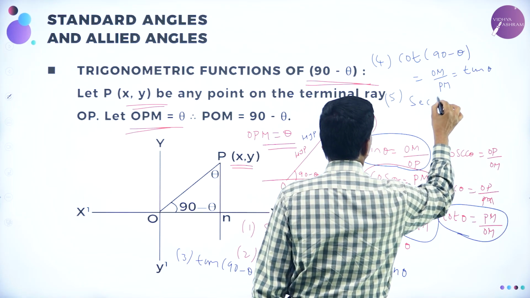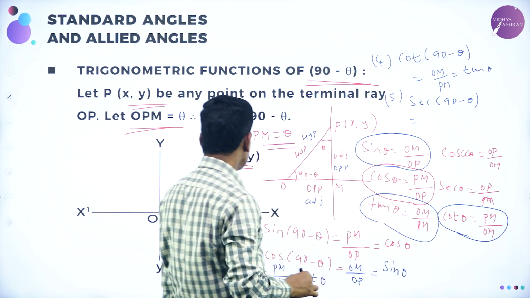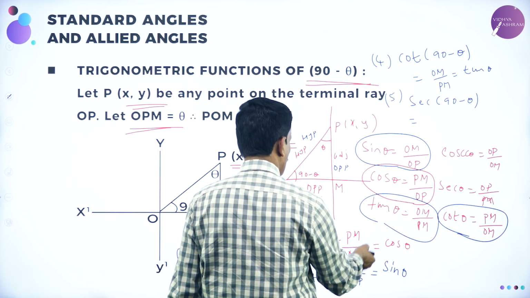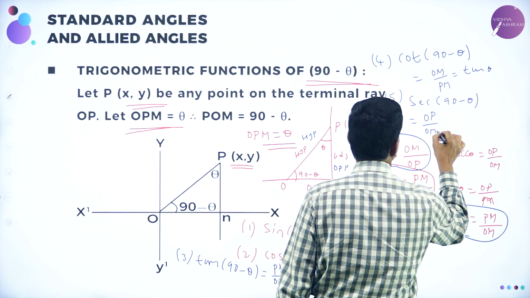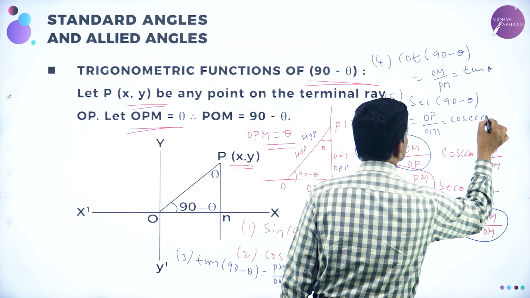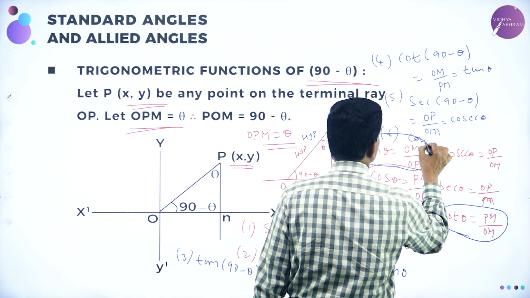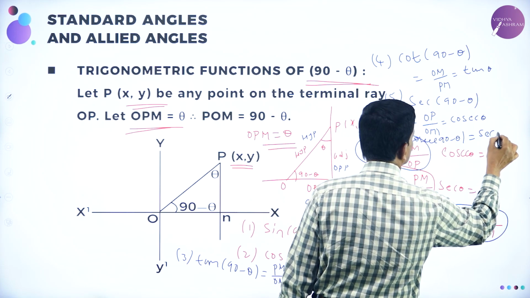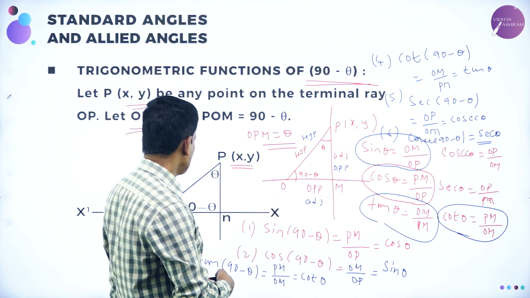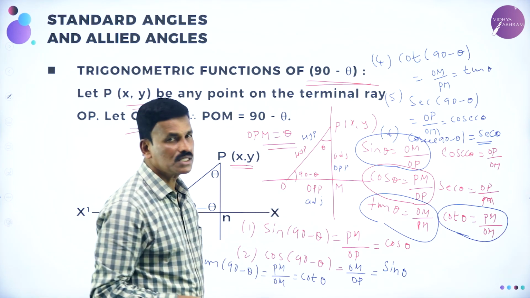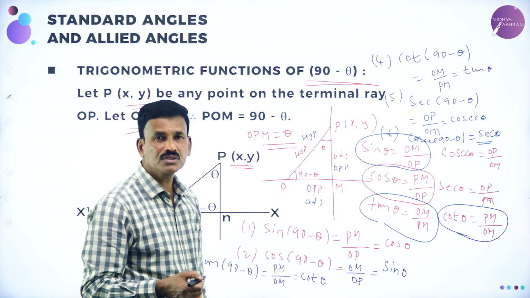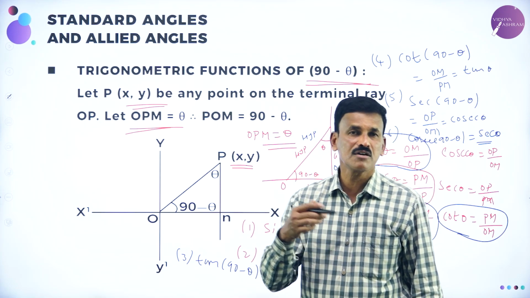Similarly, the fifth one, secant 90 minus theta, is hypotenuse by opposite, that is OP by OM, which is nothing but cosecant theta. And the last one, cosecant 90 minus theta, is equal to secant theta. So, sin 90 minus theta is cos theta, cos 90 minus theta is sin theta, tan 90 minus theta is cot theta, cot 90 minus theta is tan theta, secant 90 minus theta is cosecant theta, and cosecant 90 minus theta is secant theta. This is how we connect the trigonometrical ratios of 90 minus theta with those of theta.